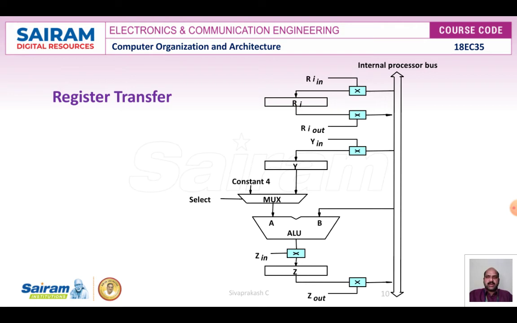Suppose that we wish to transfer the content of register R1 to R4. This can be accomplished by enabling the output of register R1 by setting R1 out to 1. This places the content of R1 on the processor bus, and by enabling the input of register R4 by setting R4 in to 1, this loads the data from the processor bus into the register R4. In such a way we can transfer the data from R1 to R4.